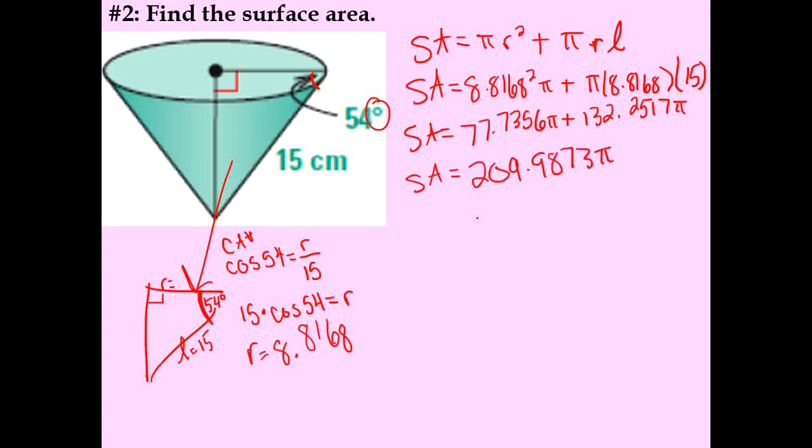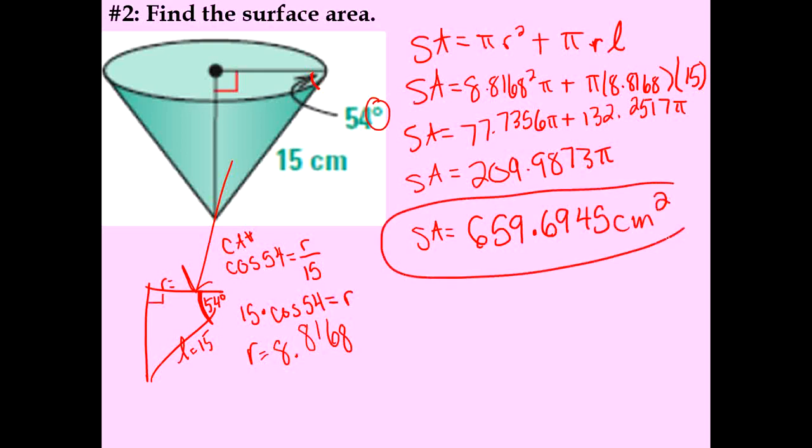So then if you add those two together, you get 209.9873 pi. And so it doesn't really make sense in the world of mathematics if you have a crazy decimal times pi. So usually when that happens, instead of keeping it in exact form, we're going to convert the whole thing to a decimal. So if you type in your calculator 209.9873 times the pi button, you're going to get 659.6945, and that's all centimeters squared because we're still talking surface area.